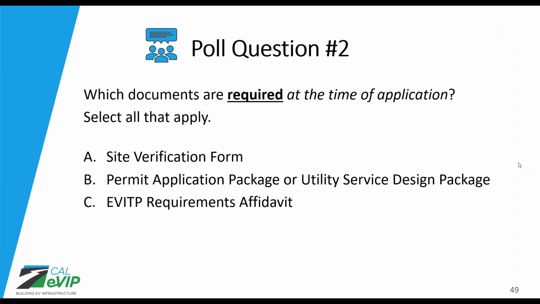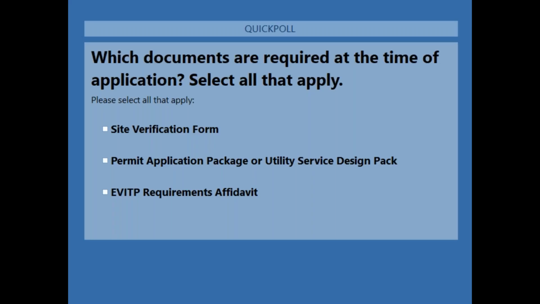And that was a lot of information, so let's jump into another poll question. Which documents are required at the time of application? You can select all that apply. We have the site verification form, the permit application package or utility service design package, or the EVITP requirements affidavit. We'll give you a few seconds to log your choices now.